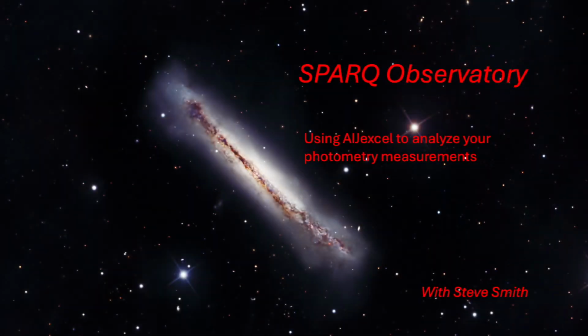Hi everyone, this is Steve Smith at the SPARQ Observatory, and we are continuing our photometry projects. We're going to use a spreadsheet in Excel called AIJexcel that's going to analyze the photometry measurements that we did in AIJ. At this point, we've completed all the other steps, so we're on the last step now.